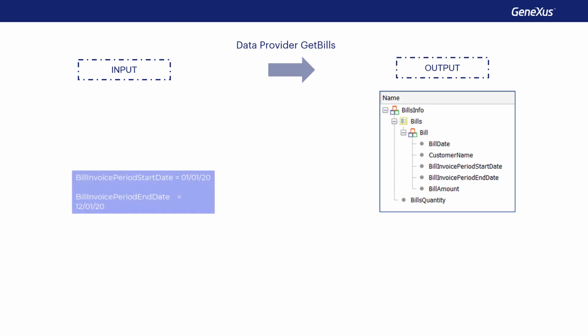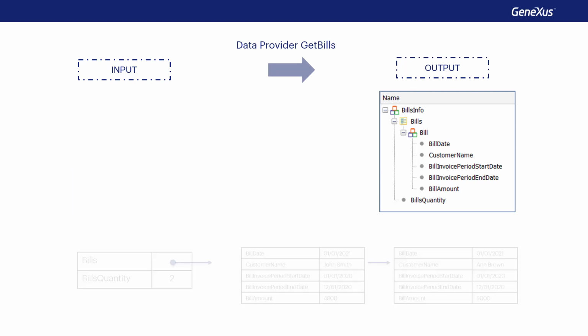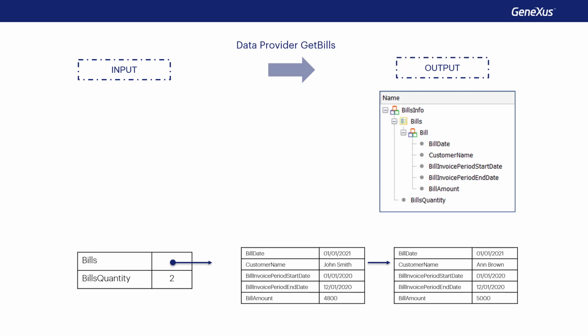If in the date range 01/01/2020 to 12/01/2020, there are only invoices for the customers John Smith and Ann Brown, the output will be as represented in the image, an SDT variable with two members, one of collection type and the other of numeric type. The collection will have two items as shown.